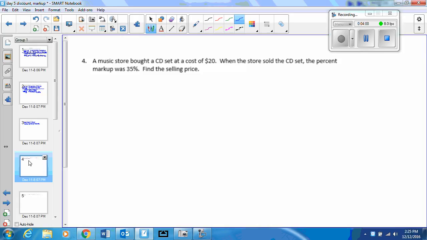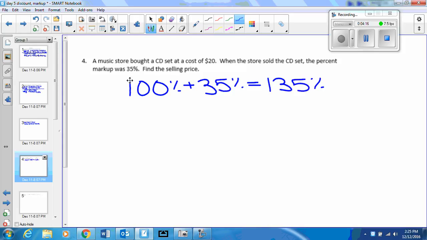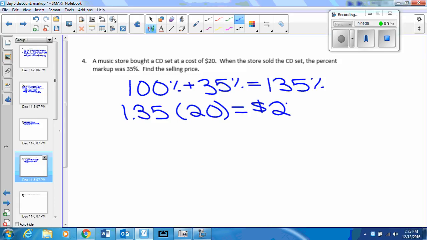A music store bought a CD set at a cost of $20. When the store sold the CD set, the percent markup was 35%. Find the selling price. So because it's a markup, we would add to 100%. So they're really going to charge 135% of the wholesale price. Change that to a decimal, 1.35, times the wholesale price. When I multiply that out, I get the price including markup would be $27, and that's the selling price.